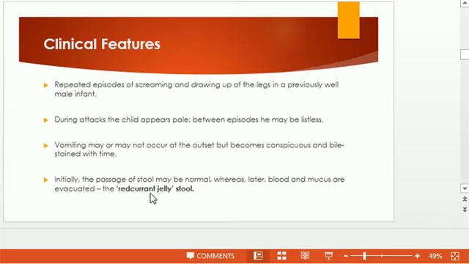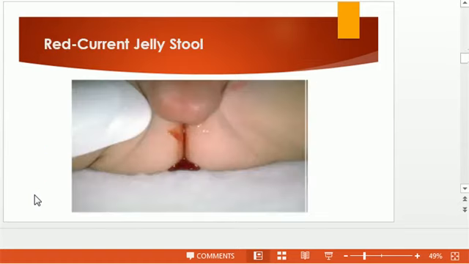So, in an infant with intussusception, the infant passes red currant jelly stools. This is an infant. You can see red currant jelly stool. This is the appearance of the stool with idiopathic intussusception in infants.